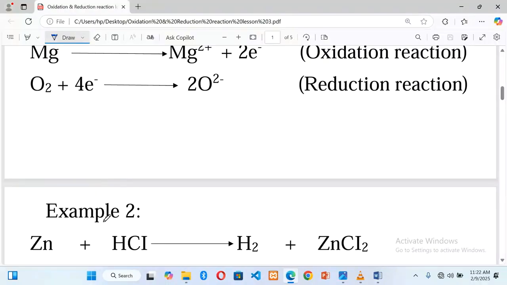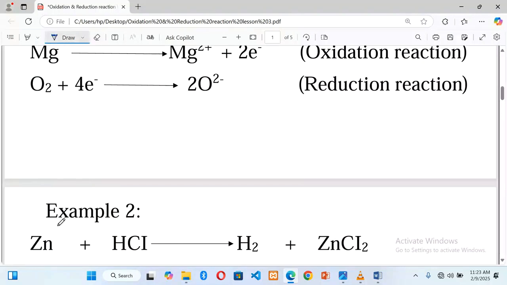So when you look at this example number 2, we have zinc reacting with hydrochloric acid to produce hydrogen and zinc chloride. So feel free to pause and then you try out this number. Find out which one has been oxidized, which one has been reduced, and which is a reducing agent and which one is an oxidizing agent. Please, you can pause and try it out, and see whether you have passed it or not.